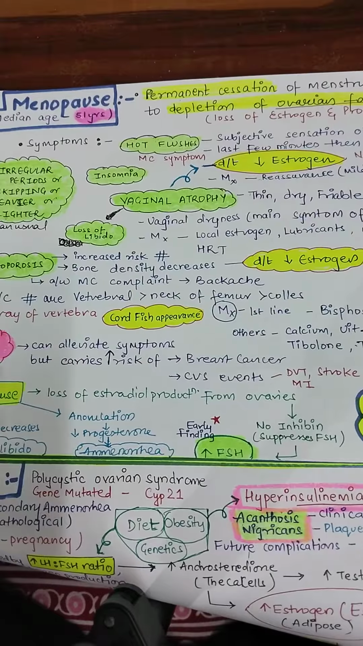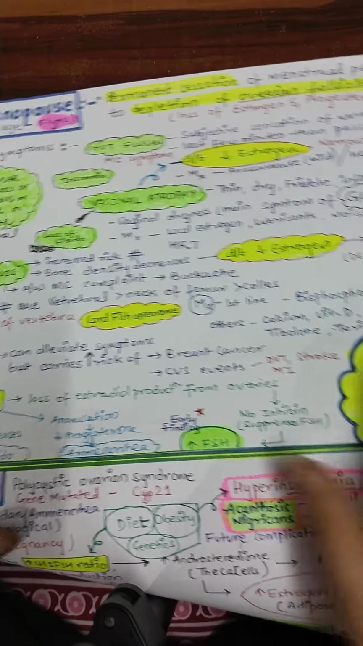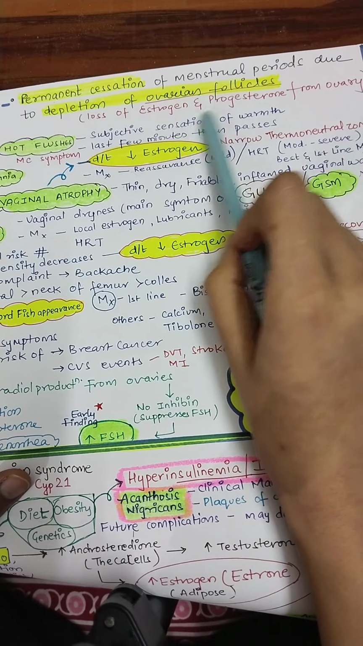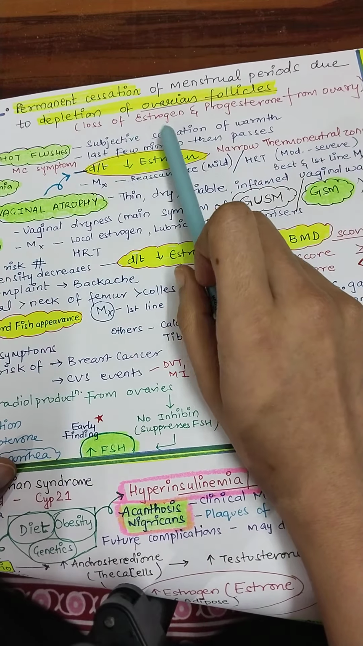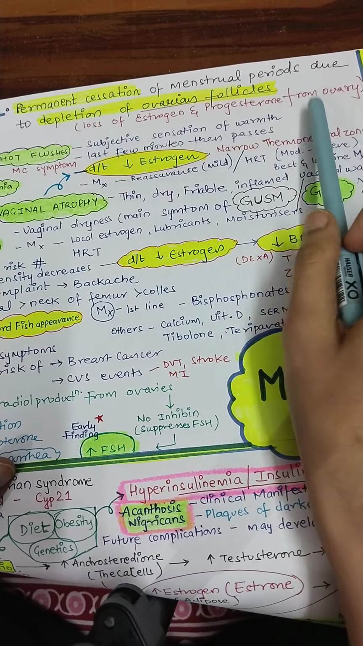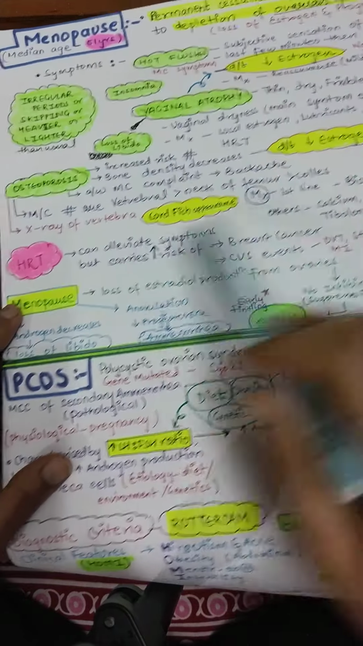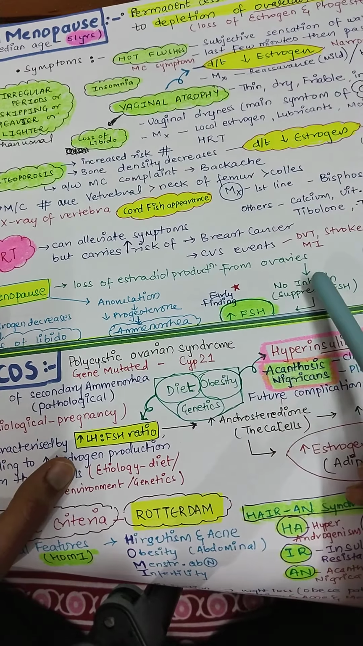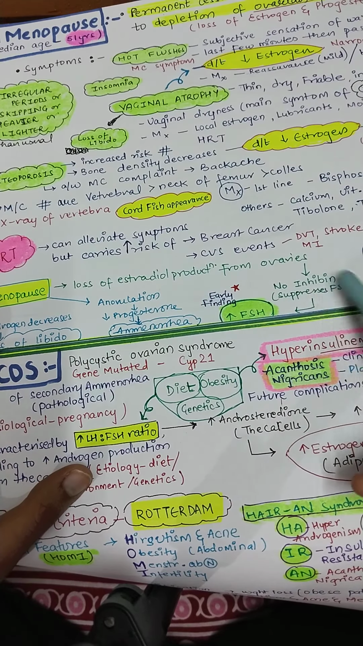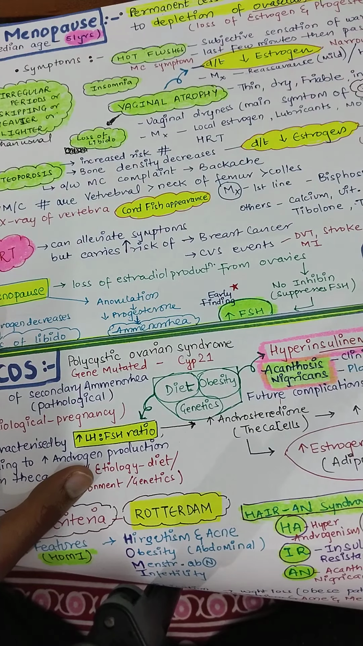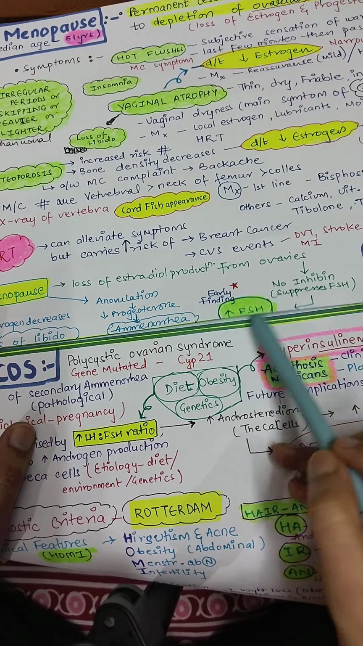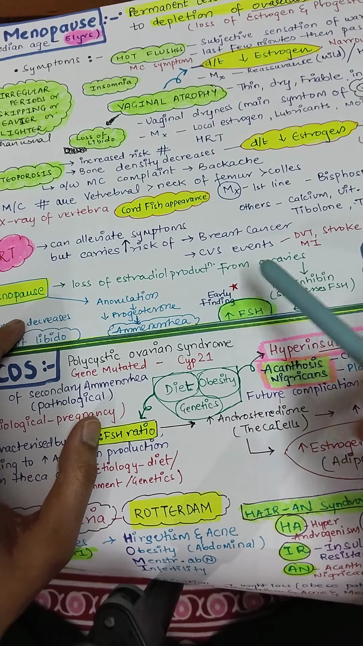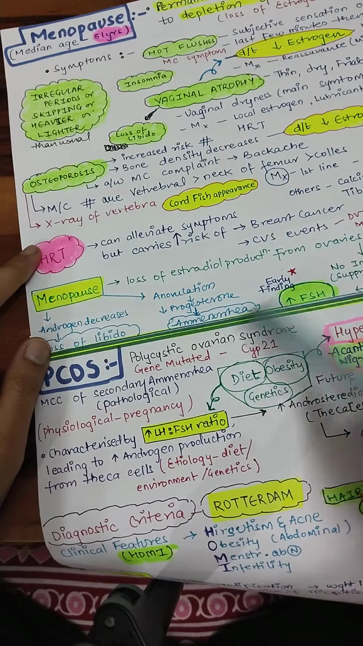So, menopause is permanent cessation of the menstrual periods due to depletion of the ovarian follicles, with loss of estrogen and progesterone from the ovary. Here you can see menopause is loss of estradiol production from the ovaries. It will also lead to decreased inhibin. No inhibin, so no suppression of FSH, which will lead to increased FSH, and this increase in FSH is an early finding in menopausal females.